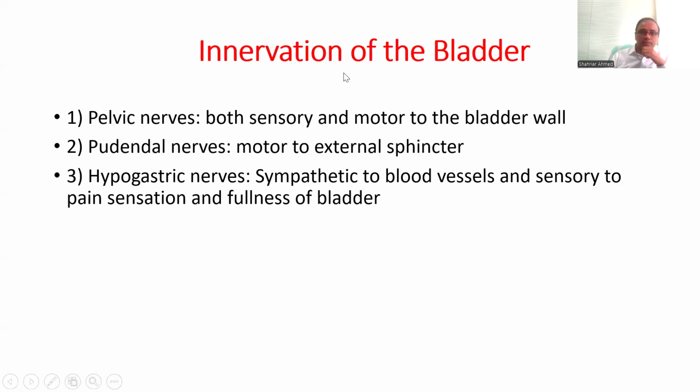Innervation of the bladder, that means nerve supply. It has three nerve supplies: the pelvic nerve, the pudendal nerve, and the hypogastric nerve. The pelvic nerve has both sensory and motor fibers. The pudendal nerve is motor to the external sphincter, and the hypogastric nerve is sympathetic to the blood vessels and sensory to pain sensation and fullness of the bladder.